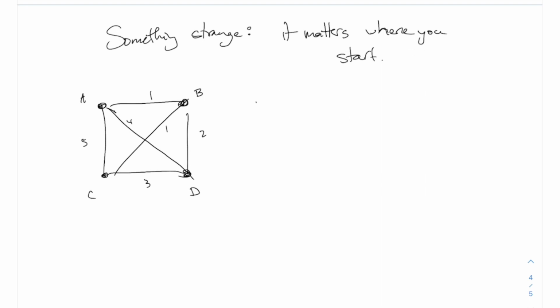So if I start at A, from A, I should go across the top first, and then down the diagonal, which is another 1. These are 1s. And then across the bottom, which is a 3. And then across the diagonal again, which is a 4. And this weight is 1 plus 1 plus 3 plus 4 is 9, right? So this is the circuit that you get by starting at A. It's that sort of hourglass shape, right?